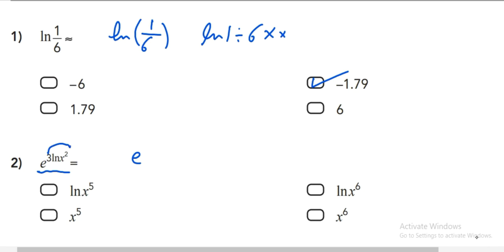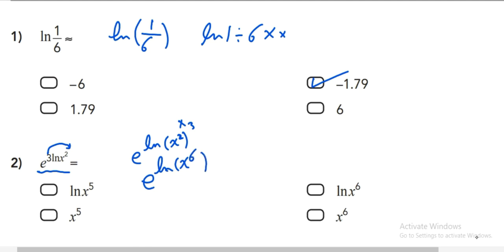As we said before, we have a constant multiplied by ln. This constant will be a power to the expression, so it will be e to the power ln x to the power of 2, all to the power of 3. From properties of exponents, power inside, power outside will be multiplied by each other. E to the power of ln x to the power of 6.